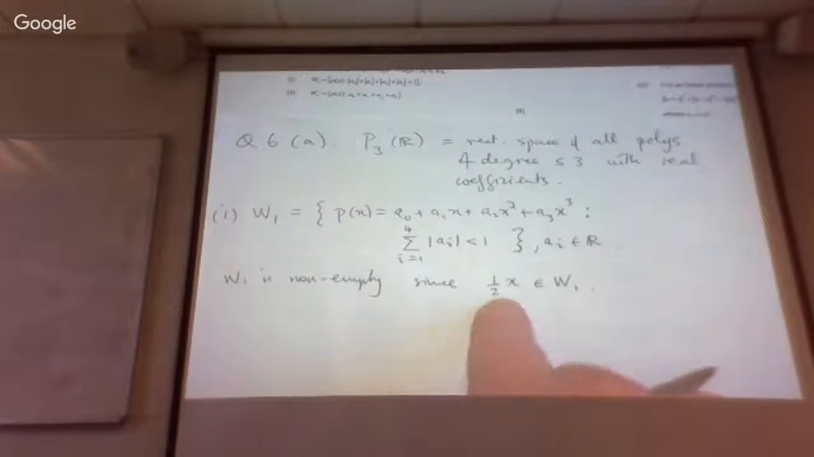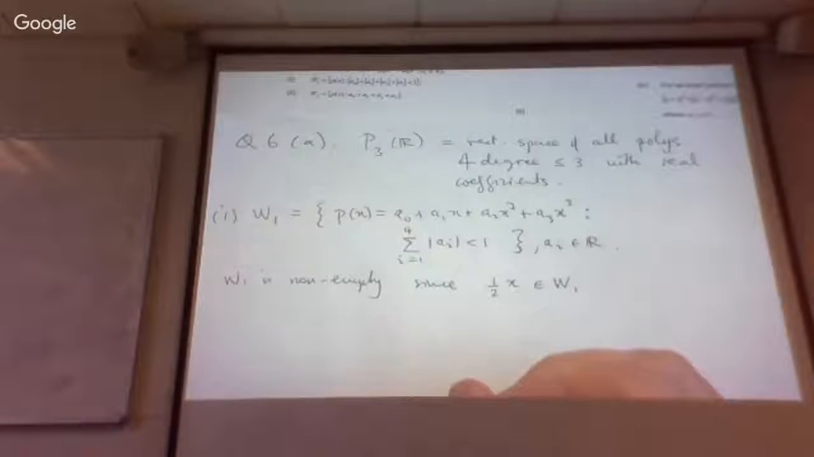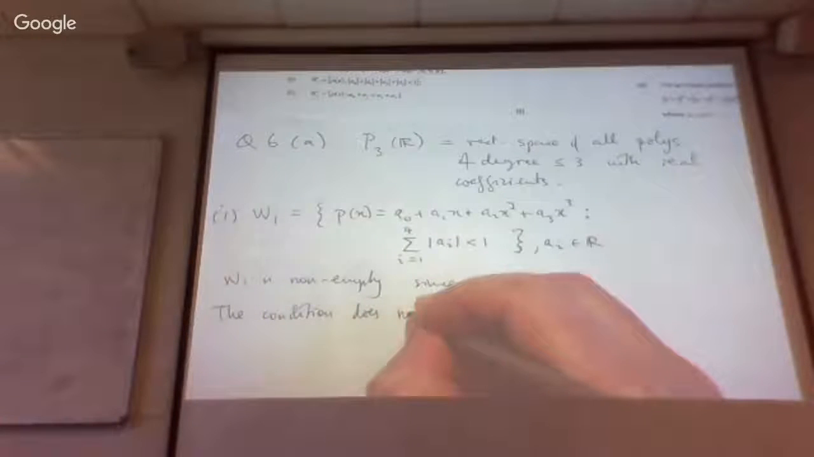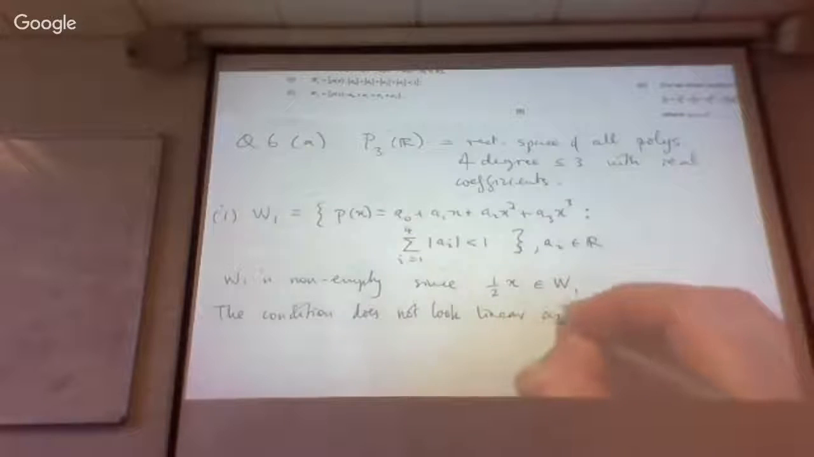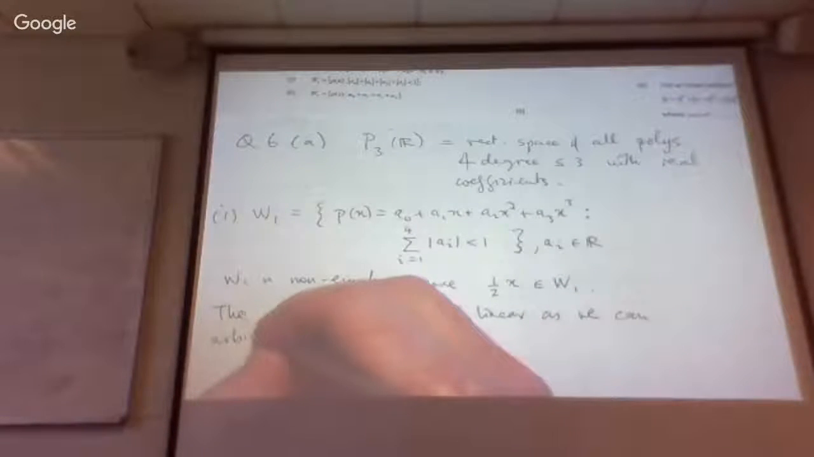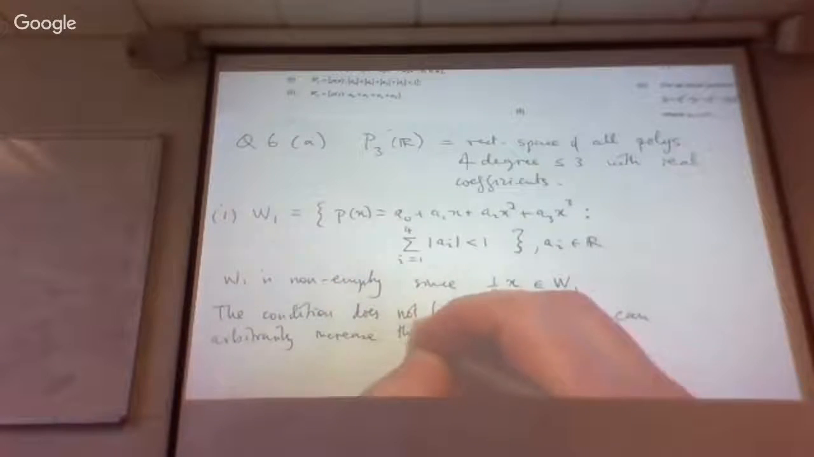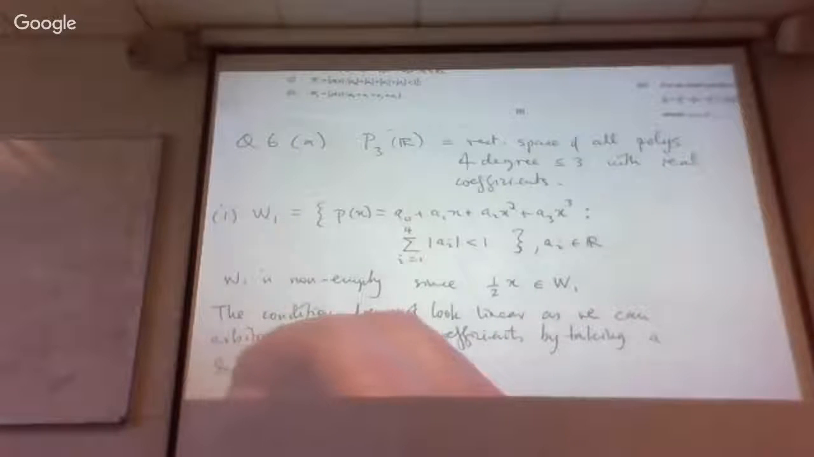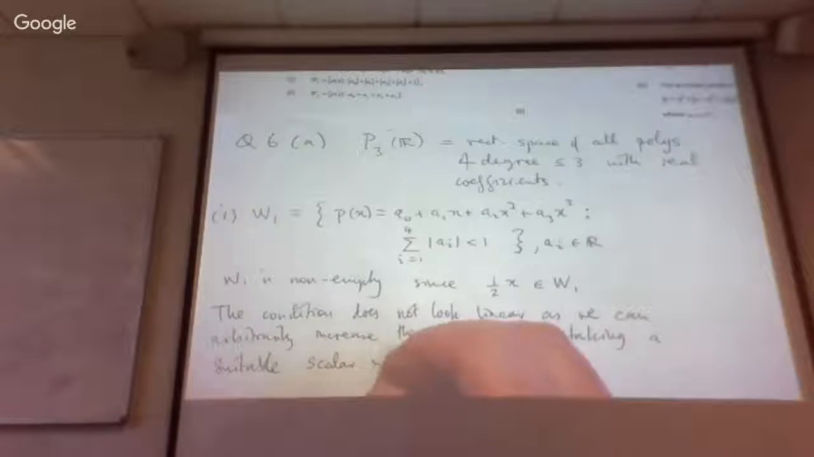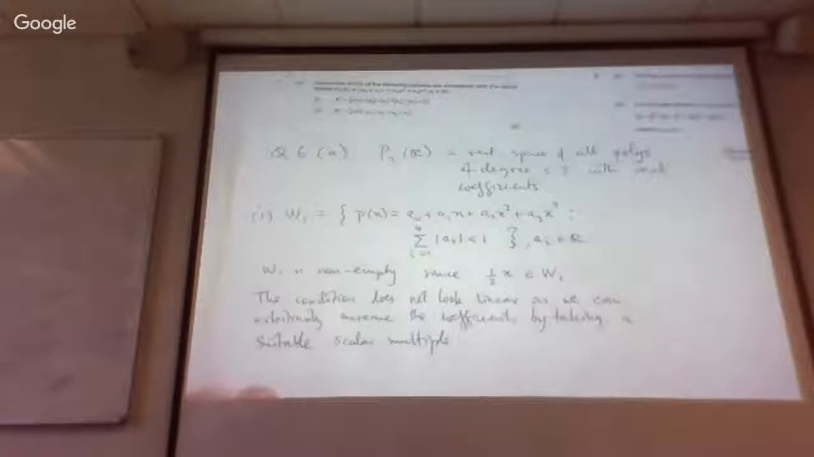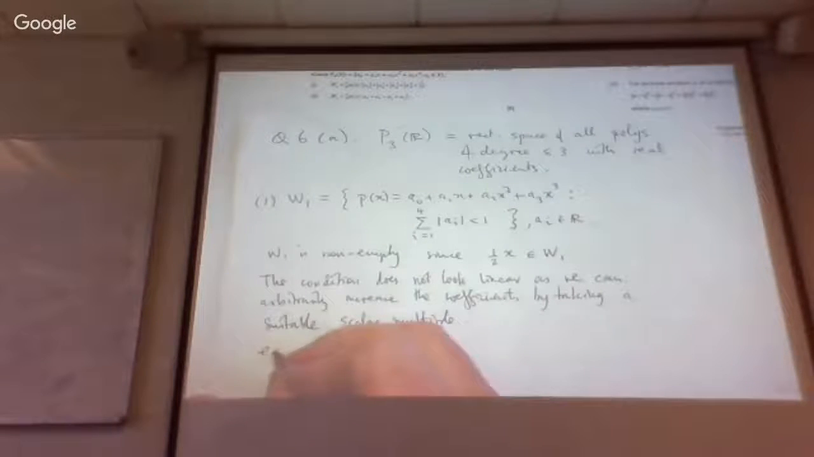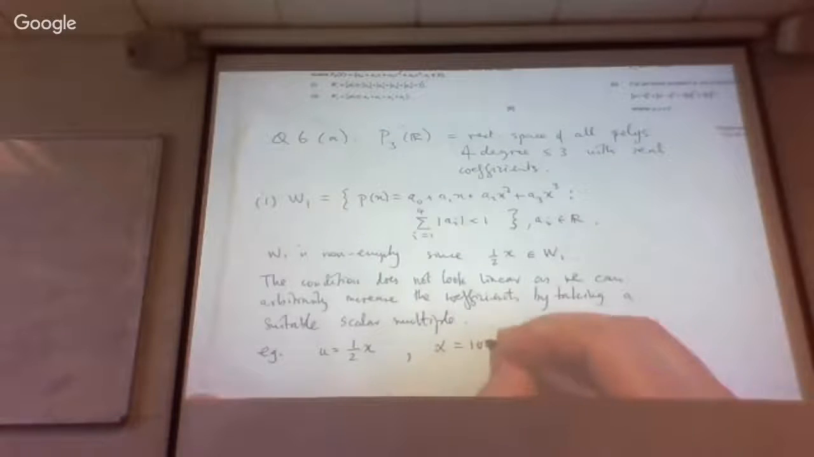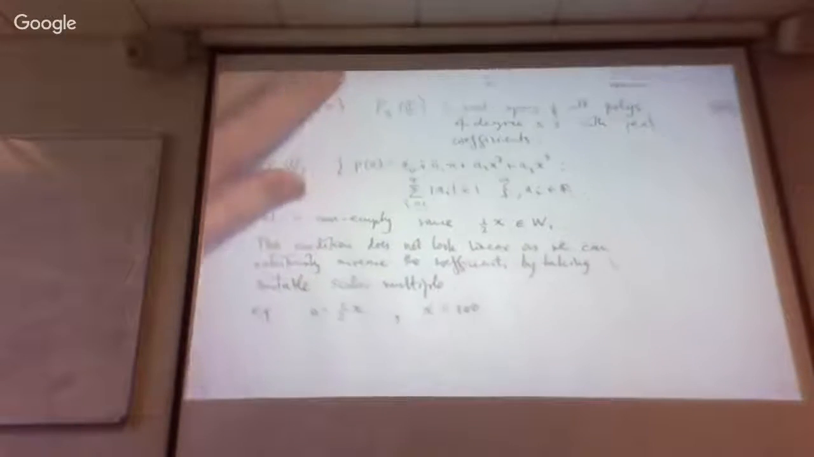So let's take this one polynomial and show it playing a role in a counterexample. So the condition does not look linear, as we can arbitrarily increase the coefficients by taking a suitable scalar multiple. That's a nice description, a nice lead into the counterexample, but to really nail it on the head. So here's our example, take u to be this polynomial a half x. Take the scalar alpha, well, let's use the scalar 100. Of course, anything bigger than 2 will work.